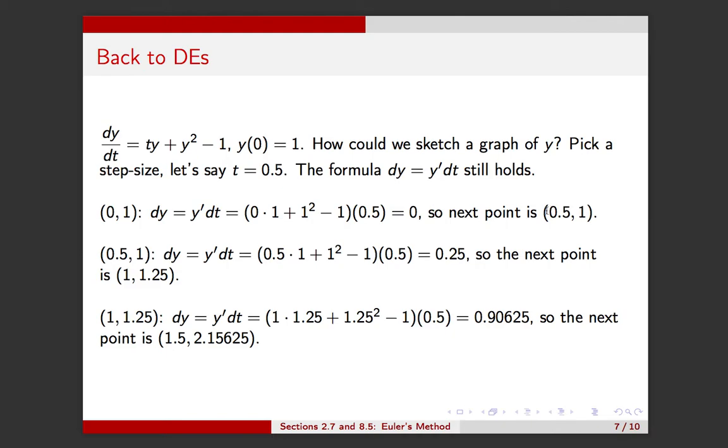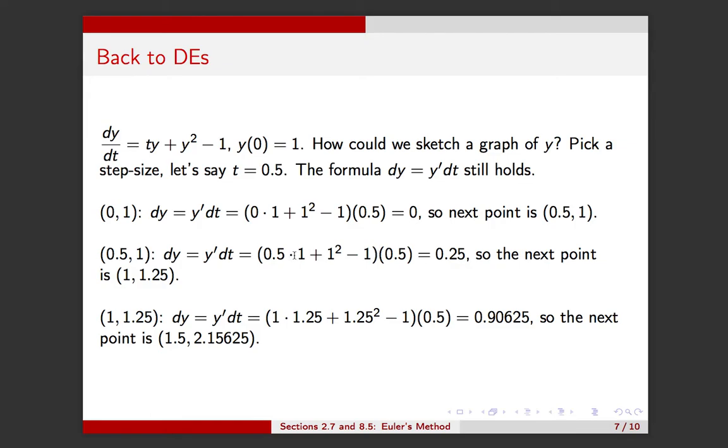Just like before, once you have a new point, you can iterate this process. It's completely mechanical. So now we're at (1/2, 1), with a t value of 1/2 and a y value of 1. If we take another 1/2 step to the right, so that now we're at time 1, how much does y change? Same formula, dy equals y prime dt. Now the numbers you plug in are different because we have a new point. We plug in t equals 1/2 and y equals 1, and this minus 1 is always there, times my step size.